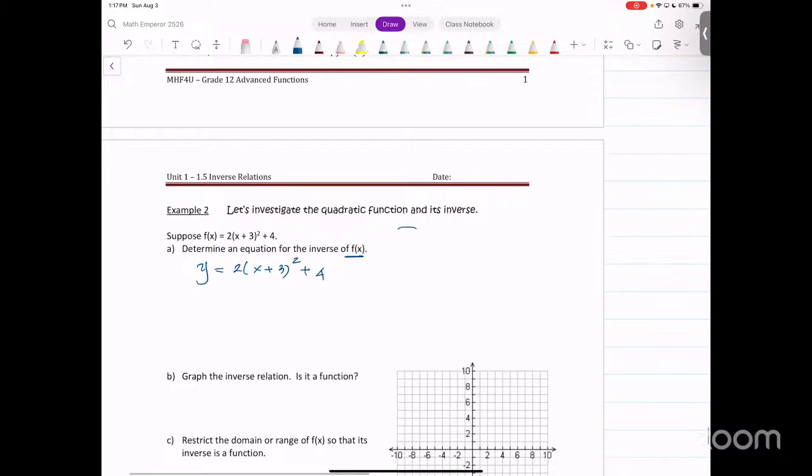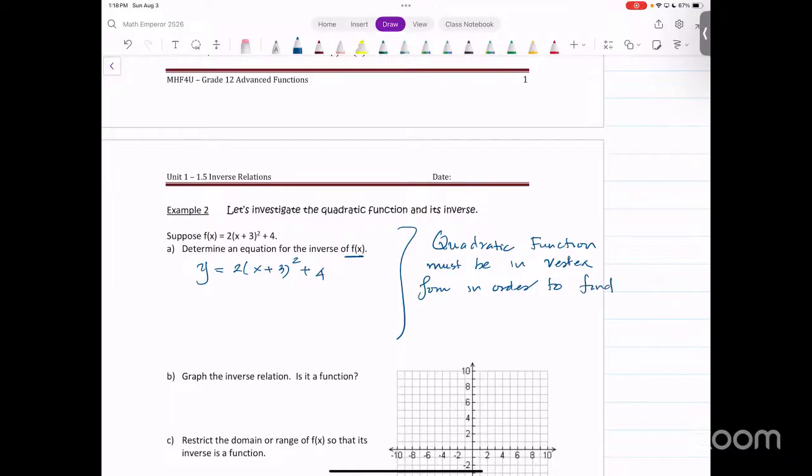Something you need to know, a quadratic function must be in vertex form in order to find the inverse. Otherwise, you cannot find the inverse. So what is the next step? We'll switch the x with a y.